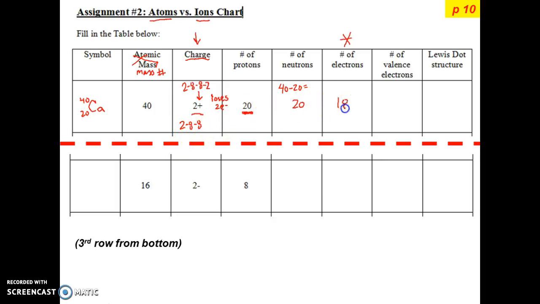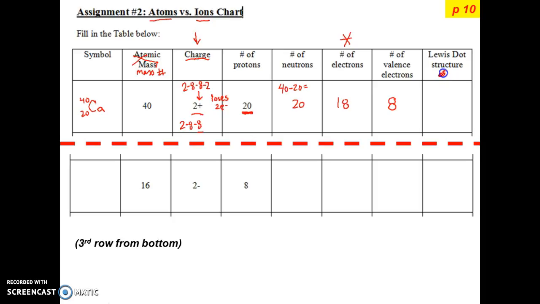Okay? Another way to figure that out would be to say, okay, well, originally it had 20 protons and 20 electrons. It now has a charge of 2+, so that means it's lost 2 electrons, so it has 2 more protons than electrons. 20 is 2 more than 18. How many valence electrons? Well, now it's lost 1 whole shell, but it's down to having 8 valence electrons like a noble gas.